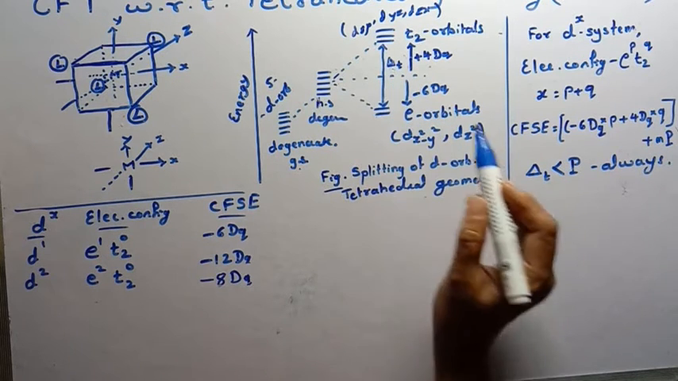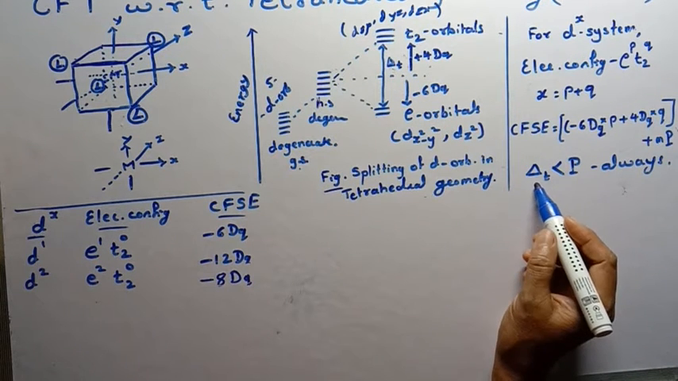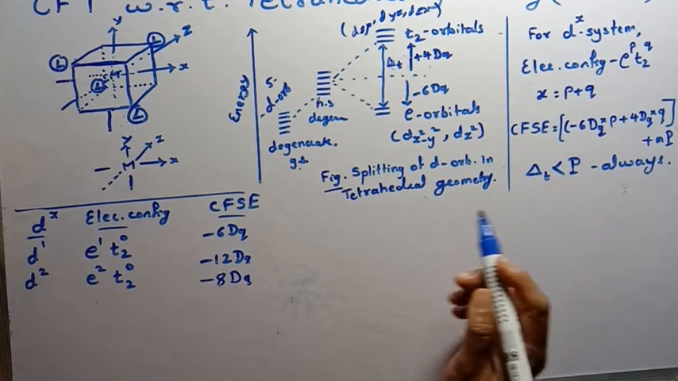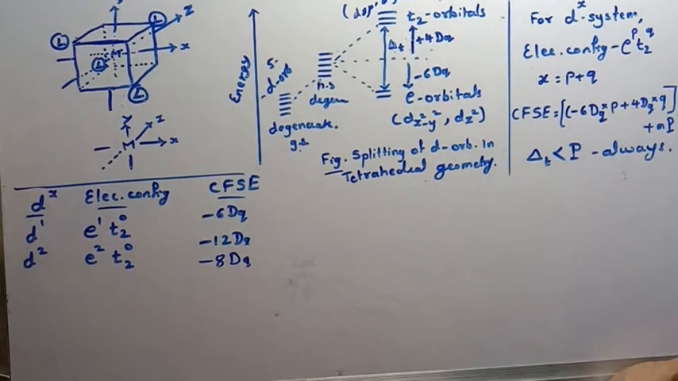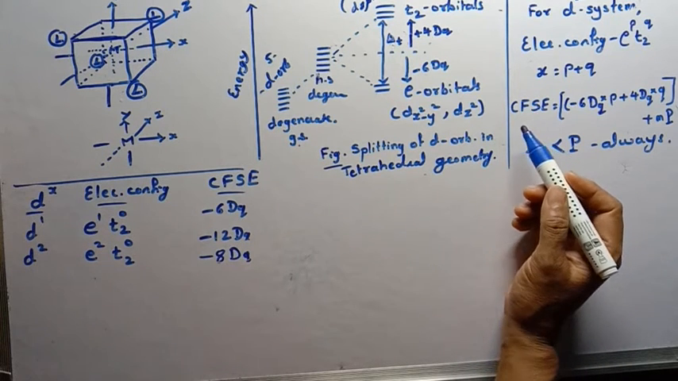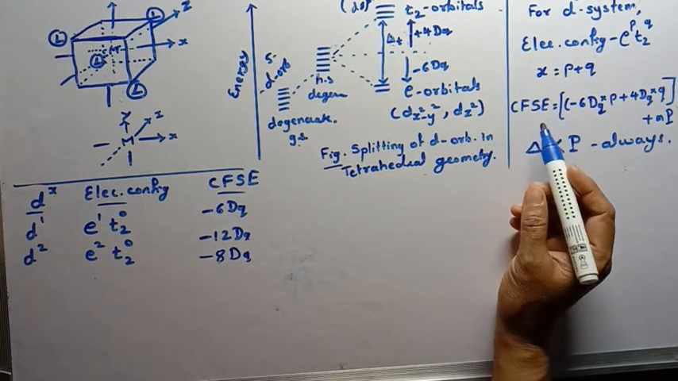Okay, therefore delta T is quite smaller and P is always greater. So okay, now with this knowledge we'll move on to the next, that is calculation of crystal field stabilization energy. So in case of tetrahedral complexes.